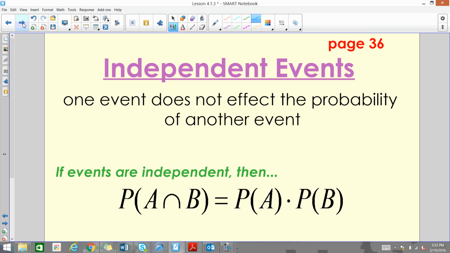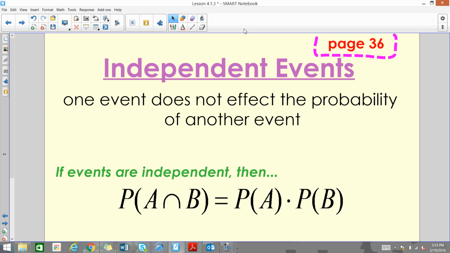Well, here we go. So on page 36, you're going to take these notes here, okay? So if you need to pause the video, pause it to write it, and then you can listen to what I'm saying while I'm going through it. So independent events is one event does not affect the probability of another event. So one event does not affect the probability of another event, all right?